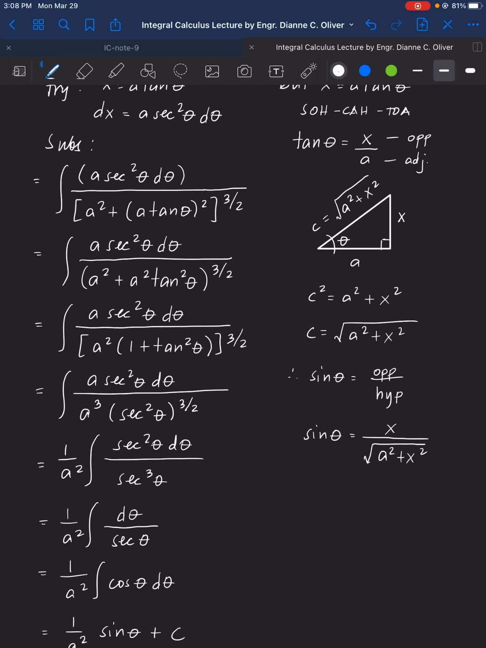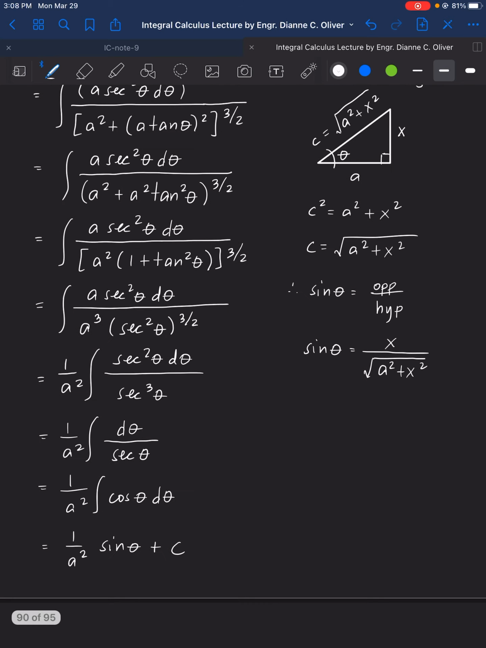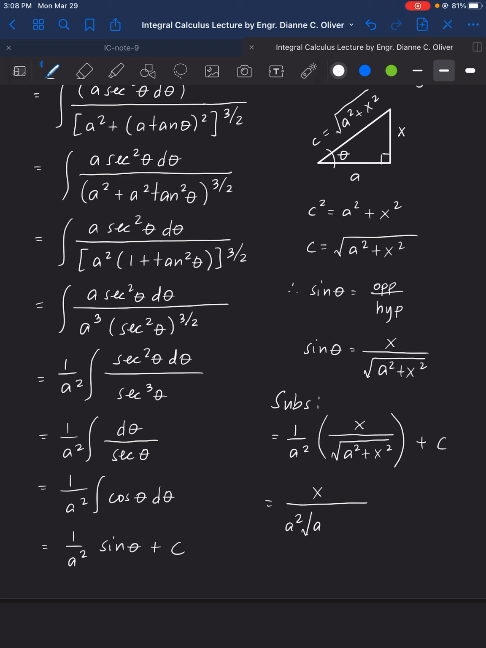Now, having found the value for sine theta in terms of x, we will do the final step, which is the substitution. Substitute here in the answer. We have there 1 over a squared, sine theta is x over square root of a squared plus x squared, then plus c. Therefore, the final answer here is x over a squared square root of a squared plus x squared, plus c. So this is the answer.